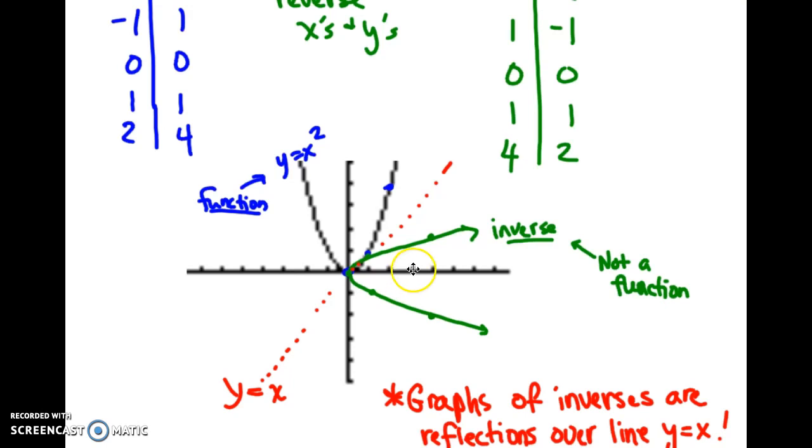later on. One other thing I want you to notice here is that this inverse, even though it came from something that was a function, is not a function. Why not? Because I can draw a vertical line and touch that graph more than once. That's also important to note.